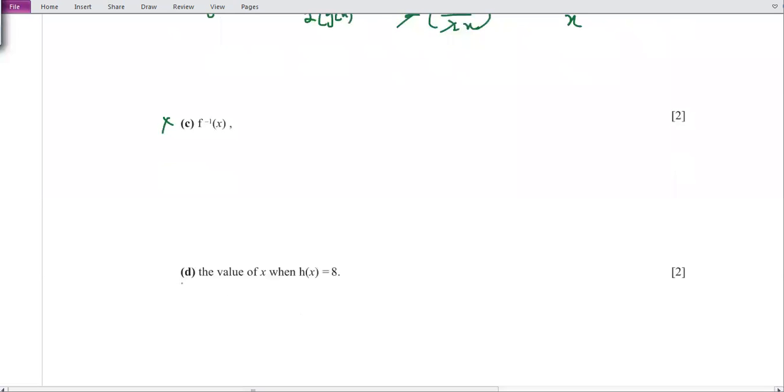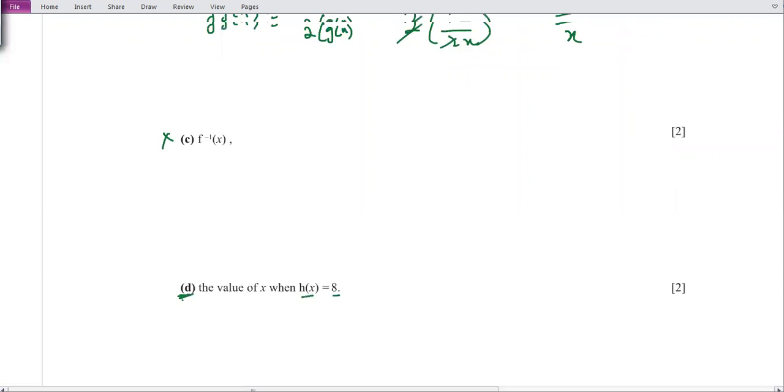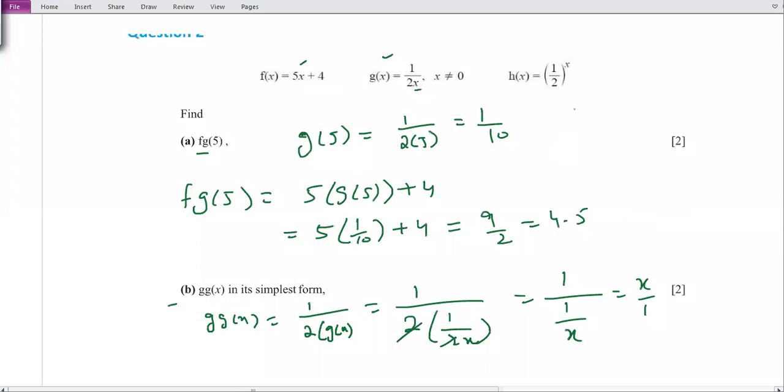Next part is part D. You have to solve h of x equal to 8. Now this is your h of x. h of x is 1 over 2 to the power x.